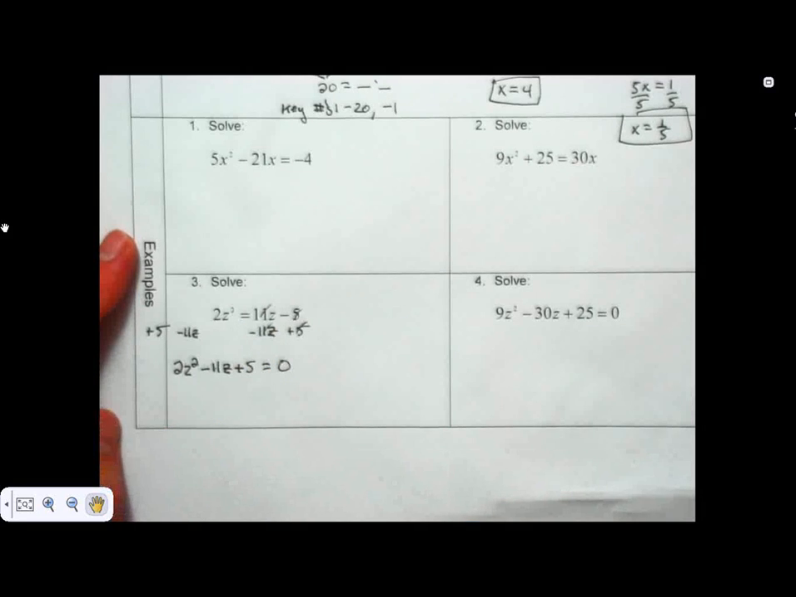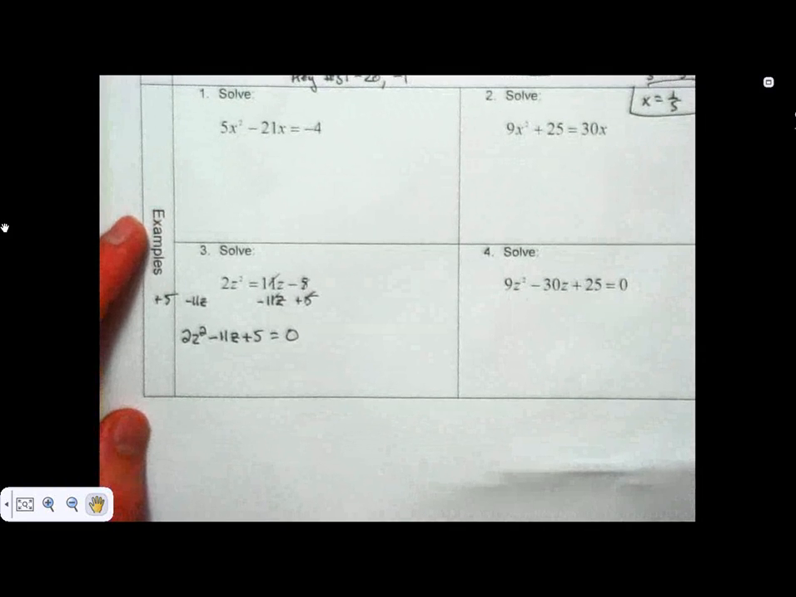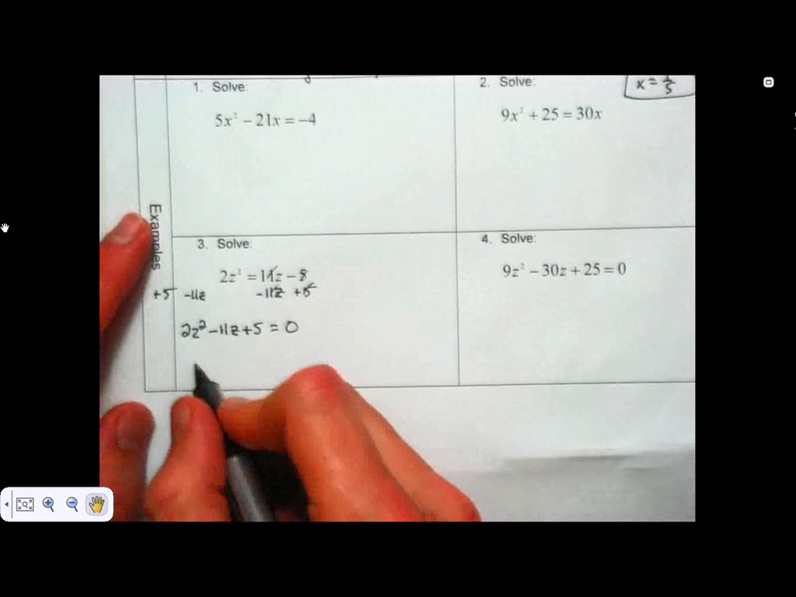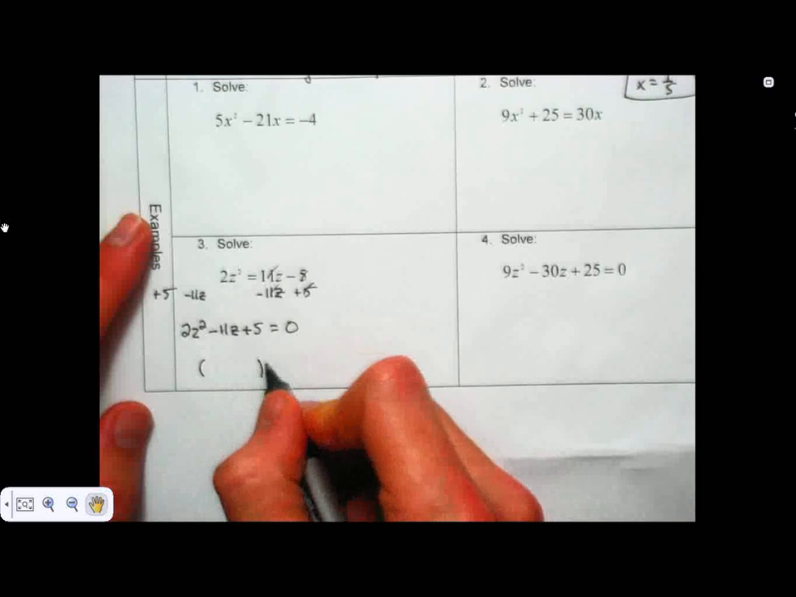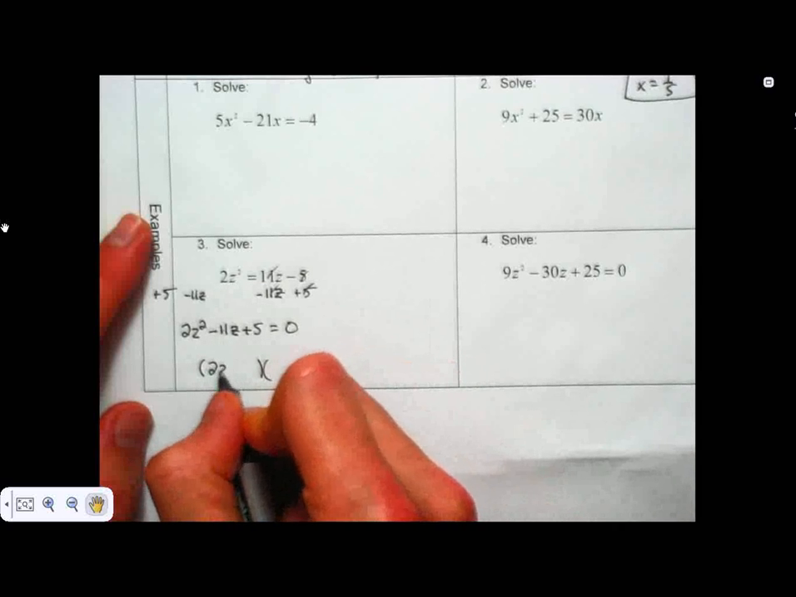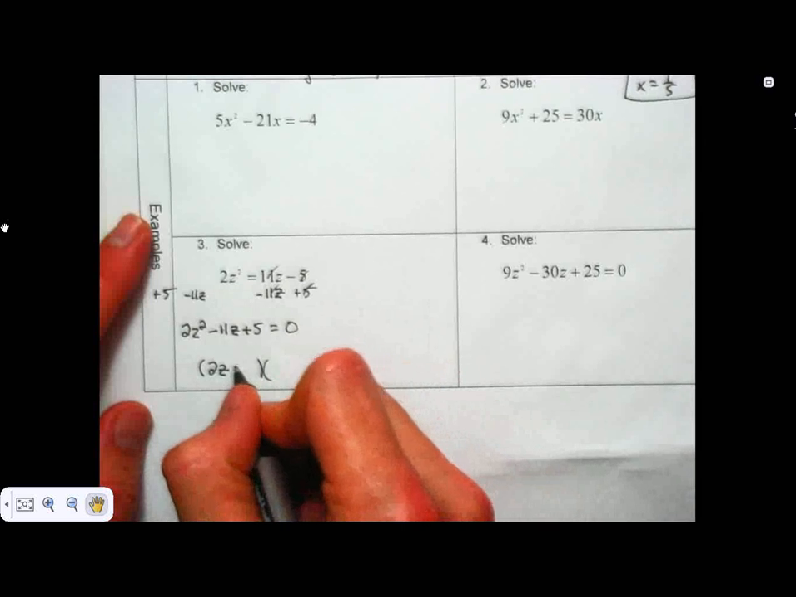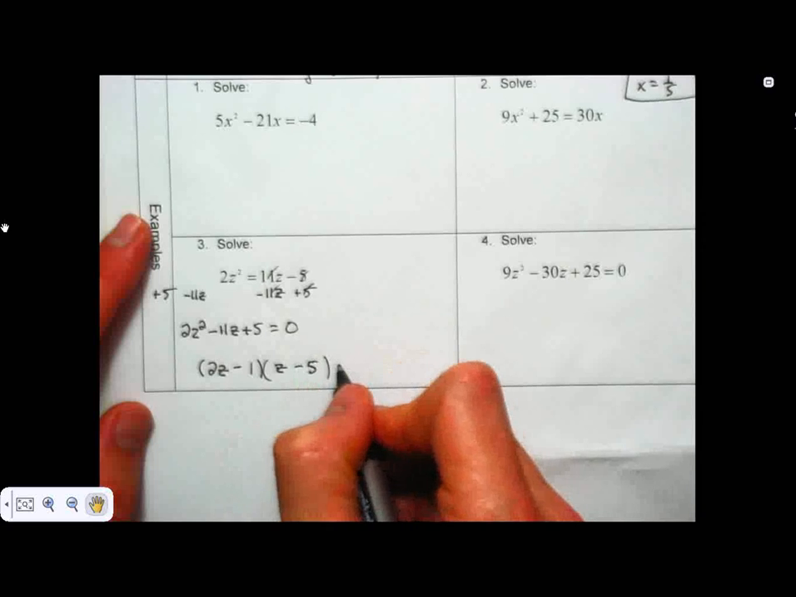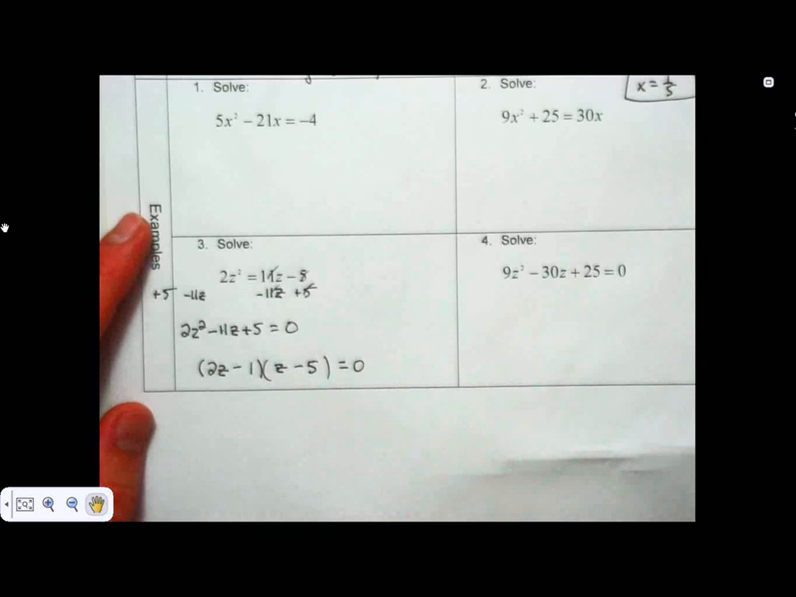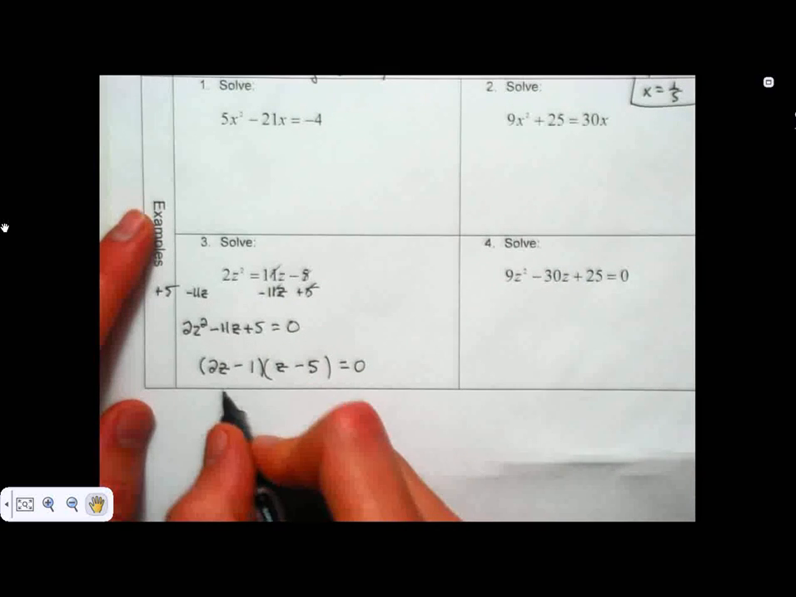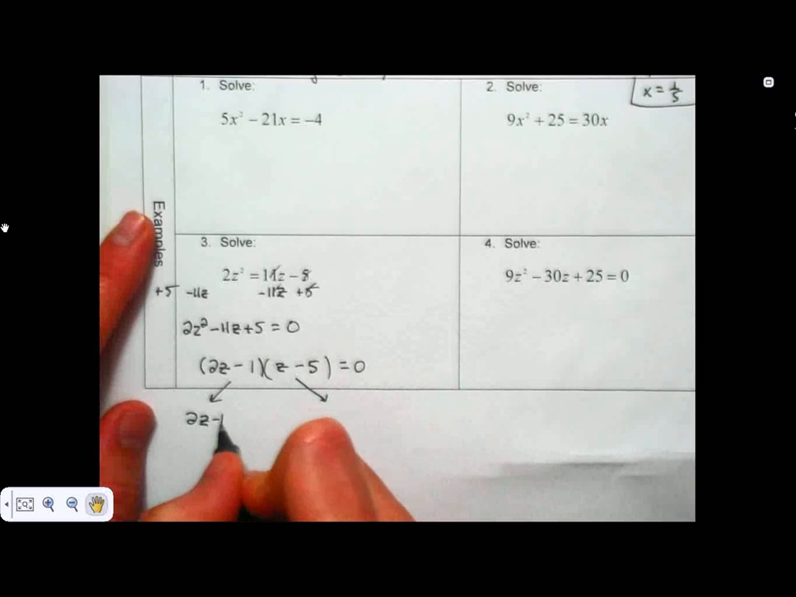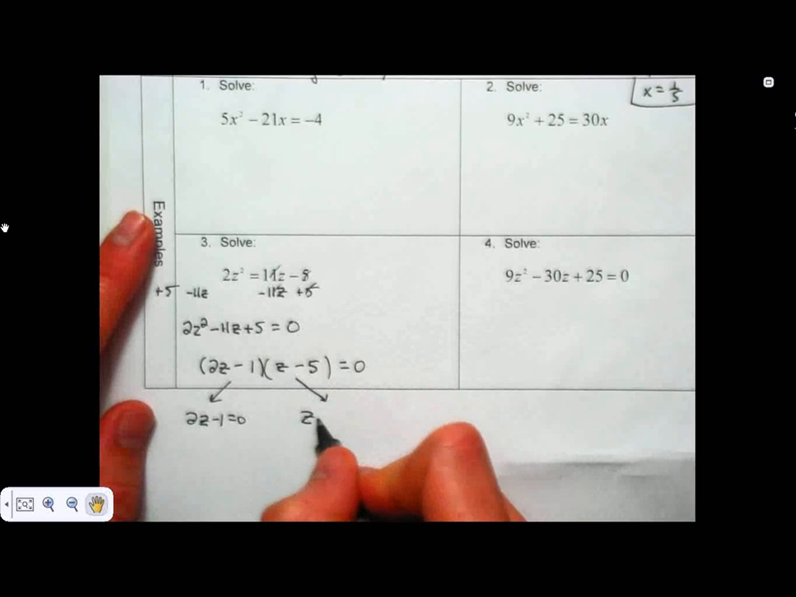Now the next step is to factor. So if you factor this guy, I'm actually going to skip a few steps, but if you go through the factoring process, you should end up with 2z minus 1 and z minus 5. Okay, then from there, what you should do is set each individual factor equal to 0. So that leaves 2z minus 1 equals 0, and z minus 5 equals 0.